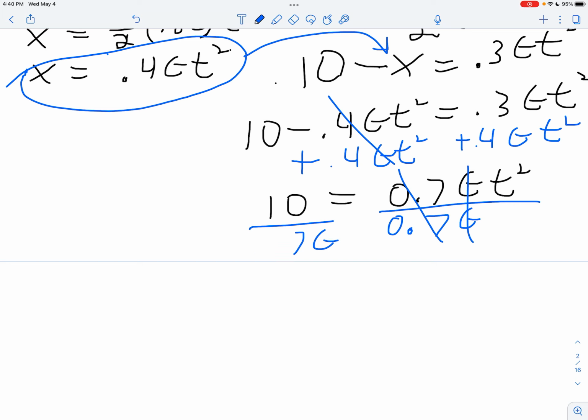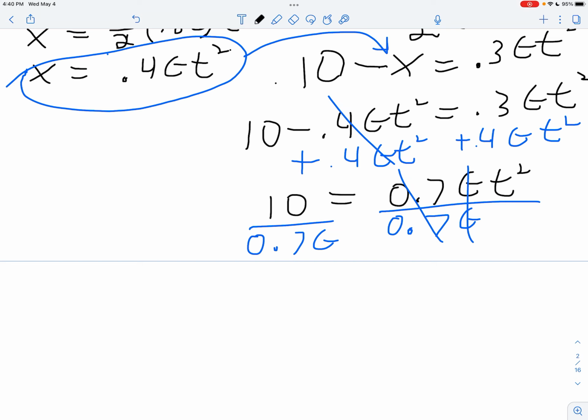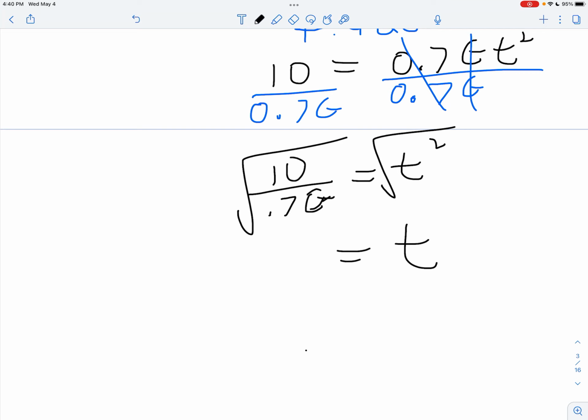And I wrote the wrong number down. Let me rewrite that. 0.7. And so we get... let me plug it in my calculator. 10 divided by 0.7 G, G, 6.67 times 10 to the negative 11. Actually, let me back up. So this will give me 10 over 0.7 G equals T squared. And then my last step, I'm going to take the square root. So then we get T equals this thing.